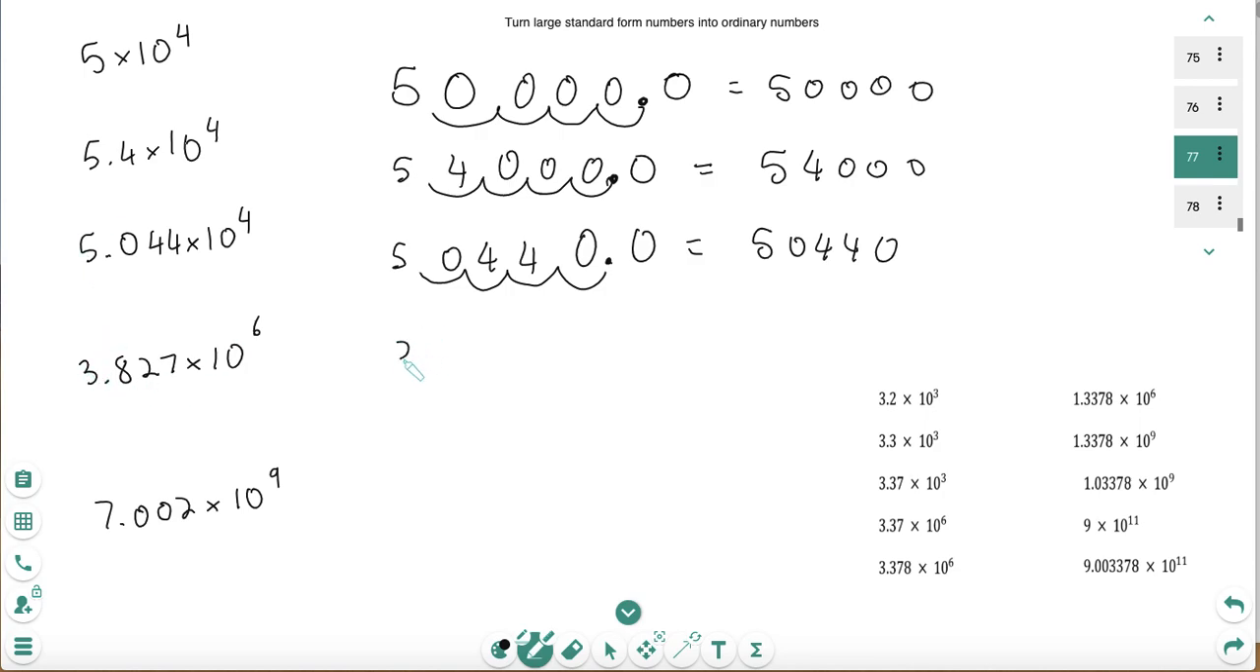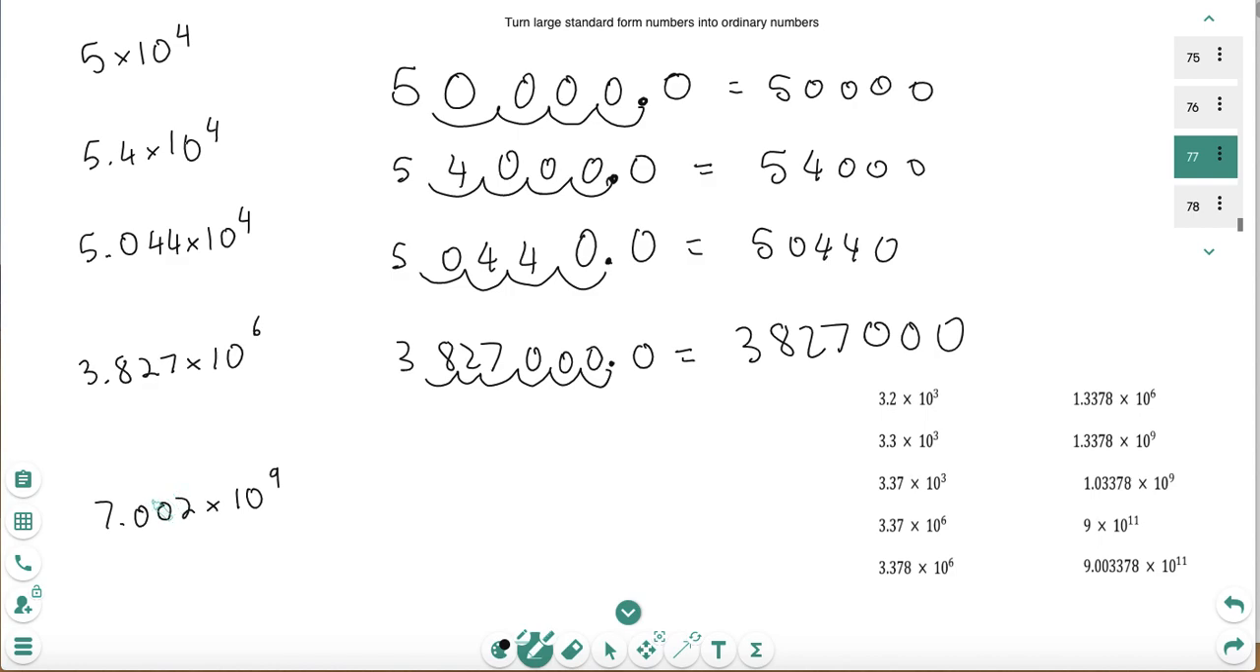Here, same thing, 3.827. Move it 6 spaces, so 1, 2, 3, 4, 5, 6. Wherever there's a space, add a 0. This decimal place moves from here to the end, so 0.0. What number is this? 3,827,000.